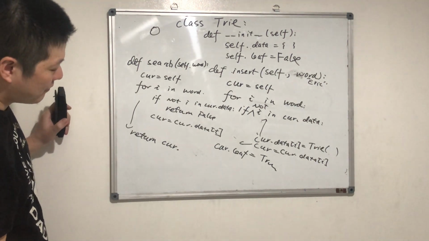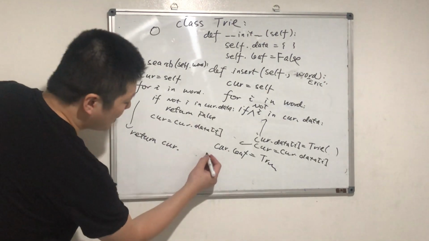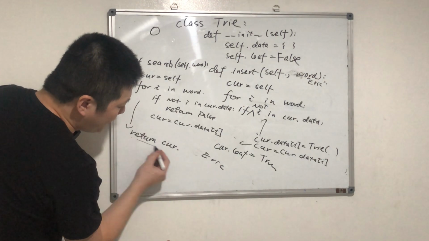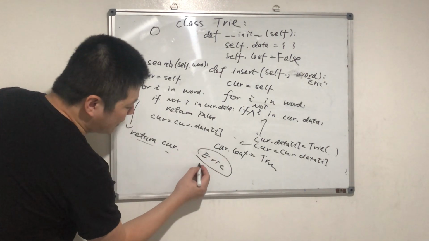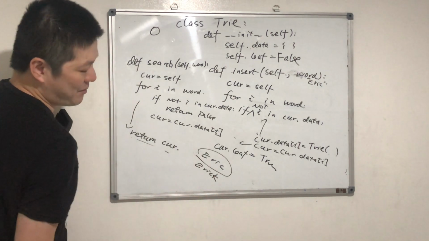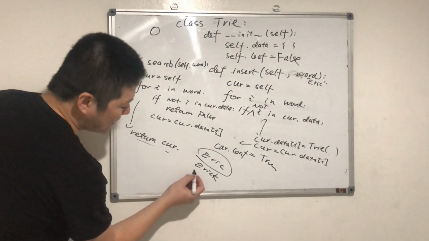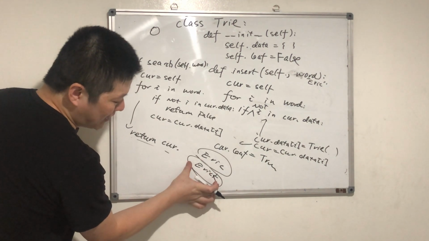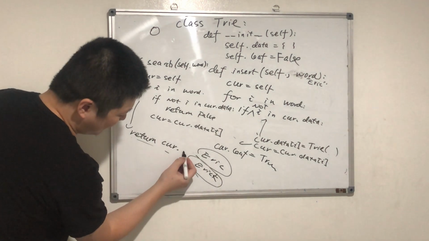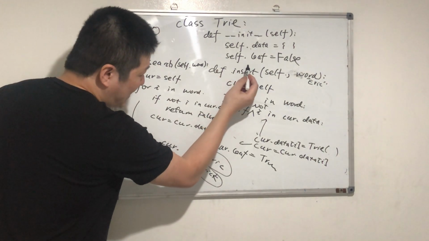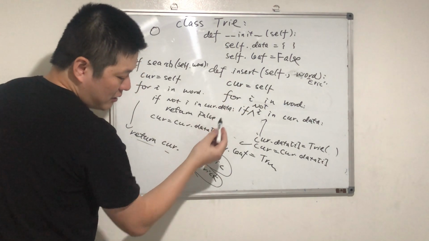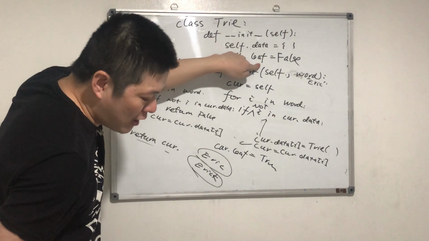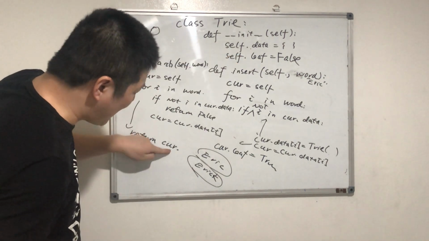Self. Search. We are searching, so look, we want to search E-R-I-C, yeah? At this point, I could be at E-R-I-C or E-R-I-C-K, for example. So what's the difference? If there's only the word E-R-I-C-K, I don't want to return true because it's not an entire word, right? But E-R-I-C is in the word. The leaf boolean tells if a word ends here, right? Yes. So return current or what?